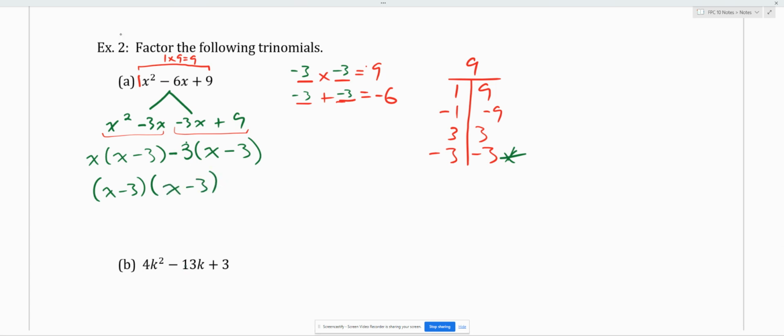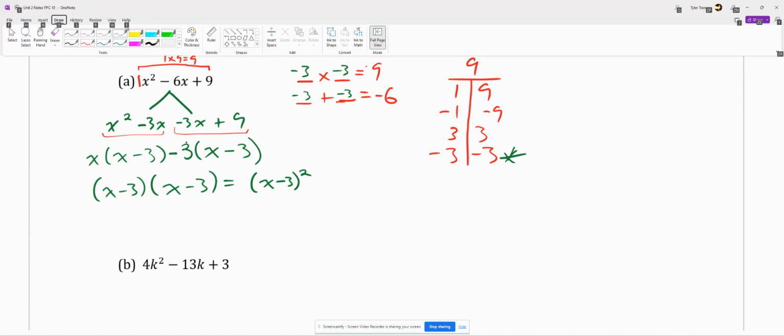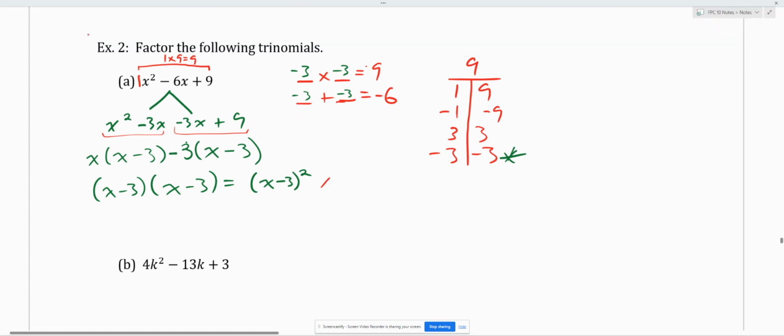Now that's not wrong. It just happened to work out. This actually has a special name because we can represent it as a perfect square. Remember, a perfect square is anything that can be broken into two equal factors. So I'll just add a little side note to this. This is called a perfect square trinomial, which is what we started with, a trinomial.